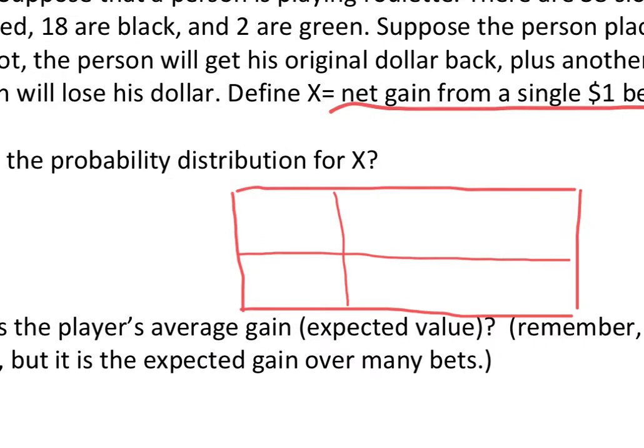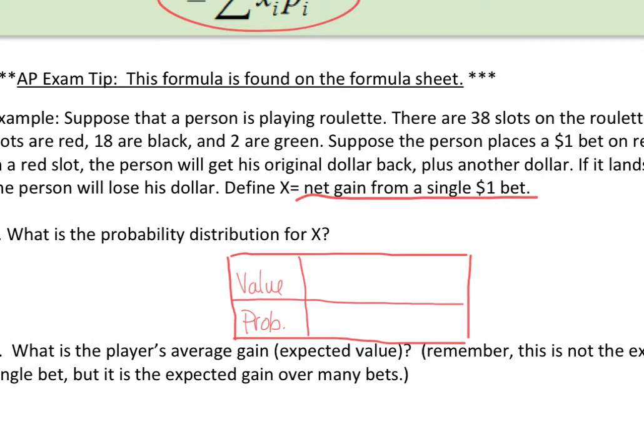All right, so let's label these. This will be our values. This will be our probabilities. I usually like to make all my tables in the same format: values up top, probabilities on the bottom. Okay, so we've got 2 situations in terms of our random variable, which is how much we net. The one situation is we net negative $1. We lose, we land on black or green, and we lose our dollar. I'll get to the probability in a second. The other one is we gain $1. Even though we get our original dollar back, we only care about the net gain, so we actually gain $1.